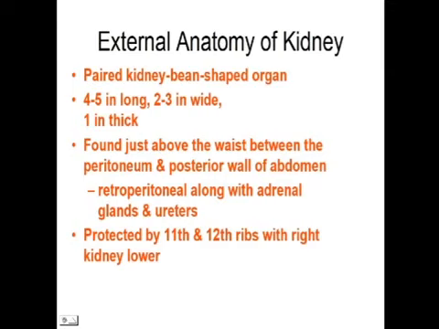The suprarenal glands are lying over the upper pole of the kidney on both sides, and it is protected by the 11th and 12th ribs, with the right kidney lower. The right kidney is somewhat lower than the left kidney.